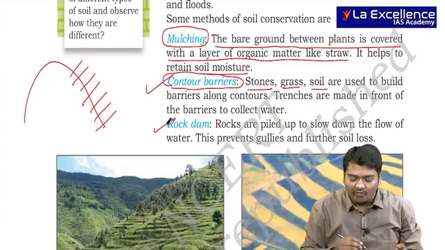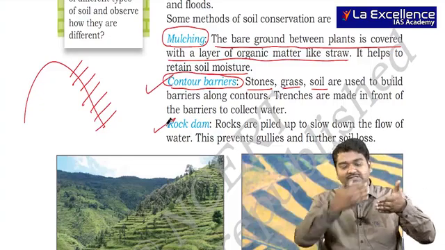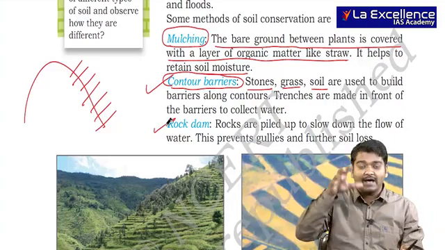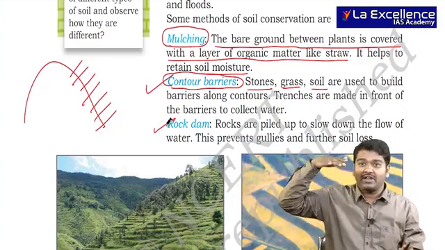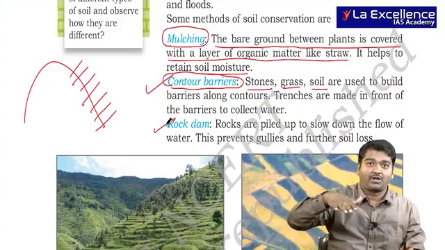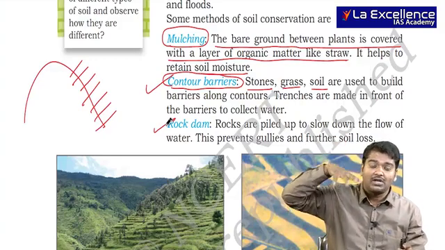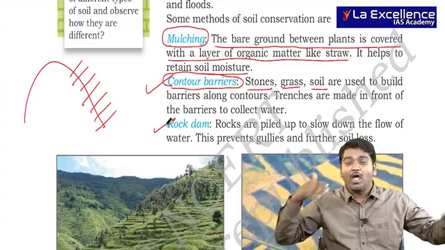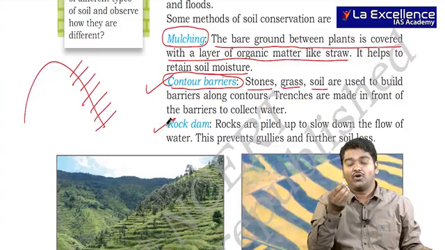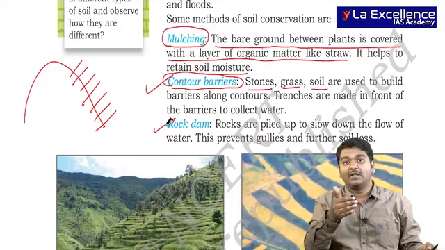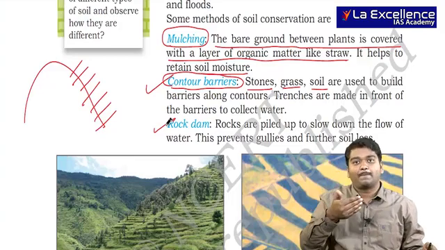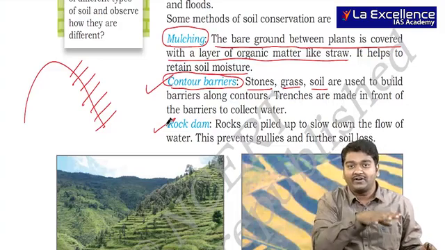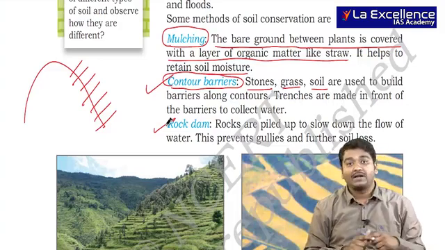Then you can go for rock dams. That is, rocks have to be kept in such a way that, especially dams means water flowing. So whenever there is water which is taking the soil and moving down, the rocks have to be constructed in such a way that only water can flow but not the soil, and the soil will be present there, and again this can be distributed in different areas and can be used for cultivation.